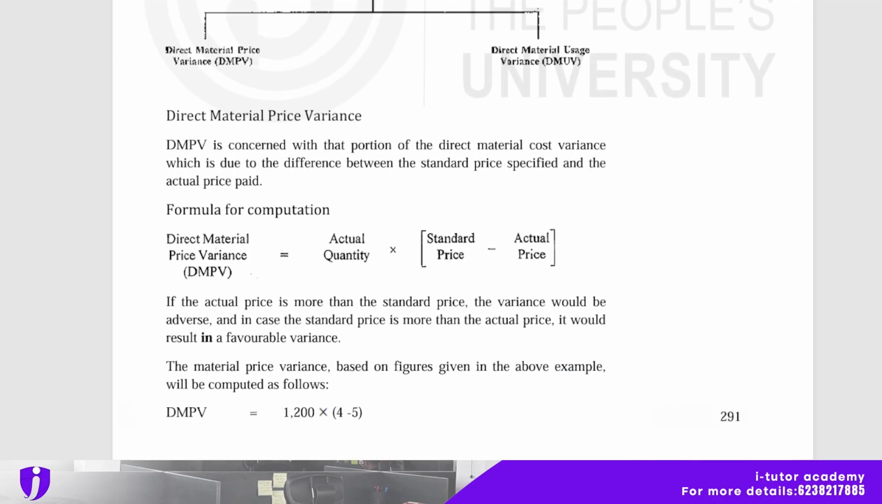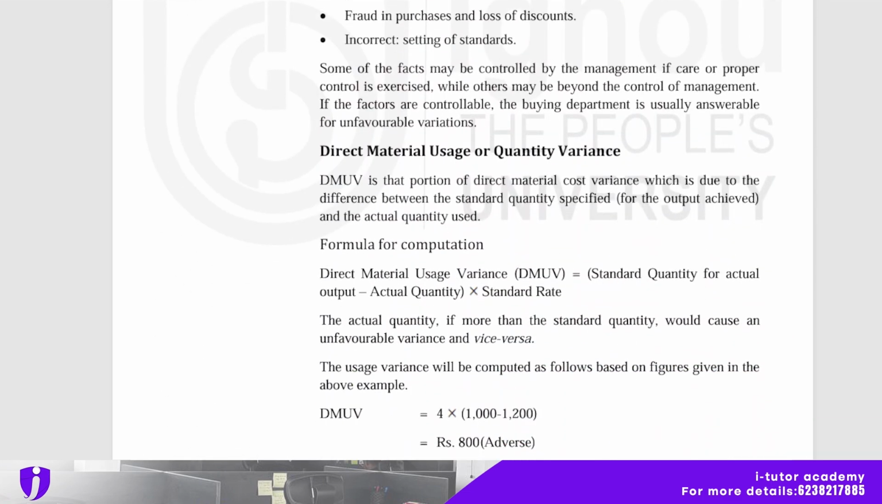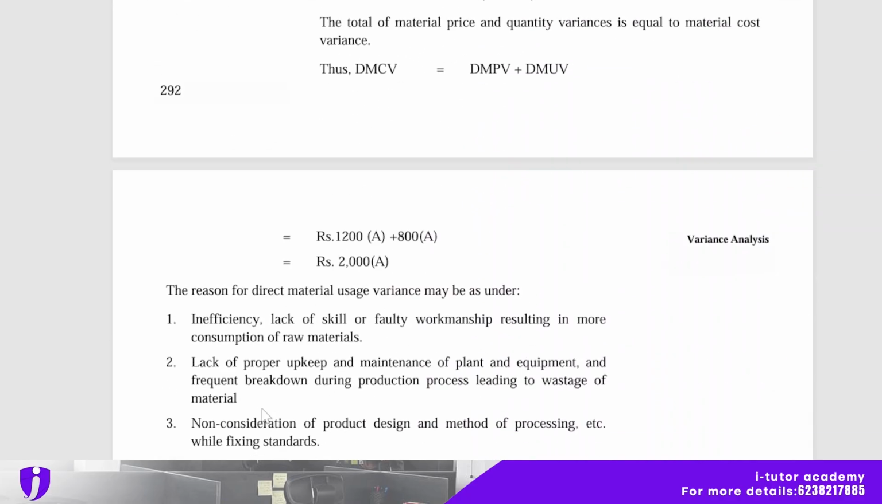Direct material price variance is equal to actual quantity into standard price minus actual price. And direct material usage or quantity variance is the portion of direct material cost variance which is due to the difference between the standard quantity specified for the output achieved and the actual quantity used. Formula for computation: direct material usage variance, DMUV, is equal to standard quantity for actual output minus actual quantity, into standard rate. So that is the equation.